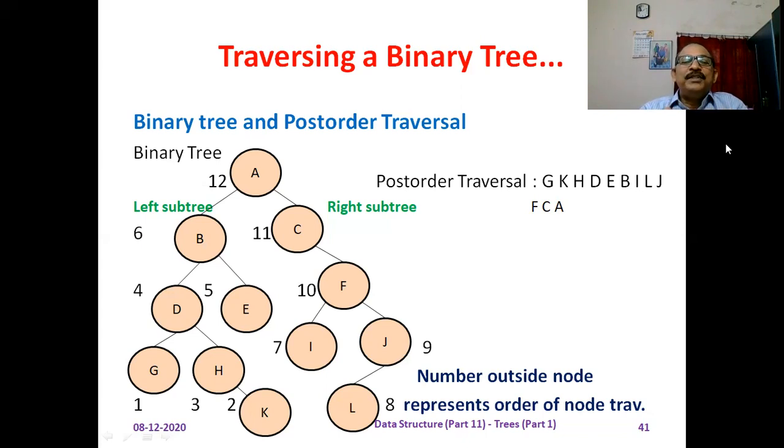What is the most suspended activity? You can say left subtree is finished, right subtree is finished. The most suspended activity is the processing of the root of the binary tree, that is A. A is printed on the screen. Okay, so this way we can traverse a binary tree with the help of a post-order traversal algorithm.